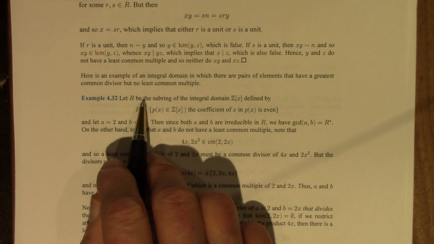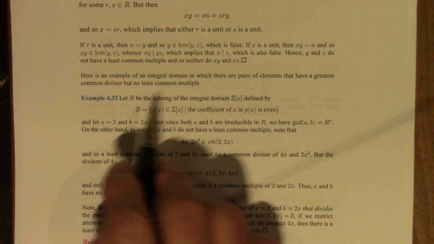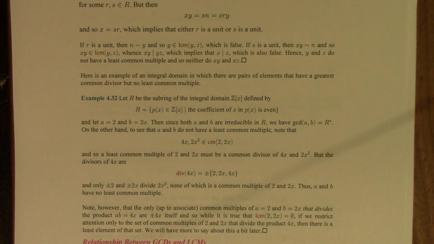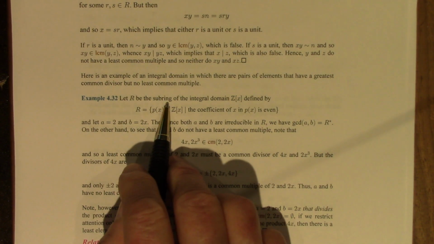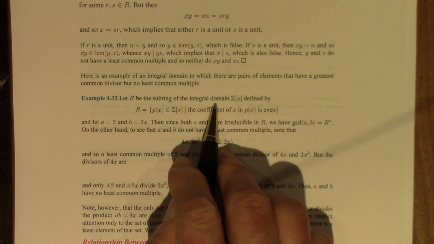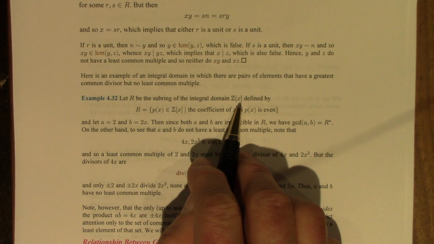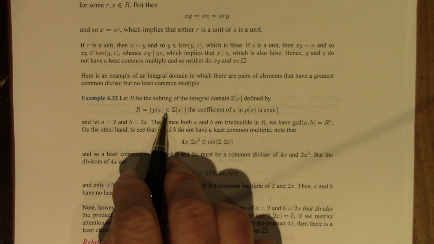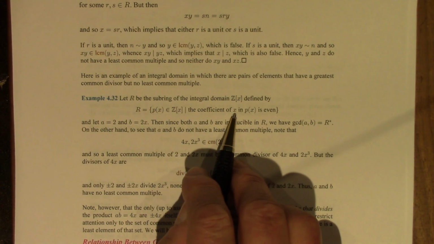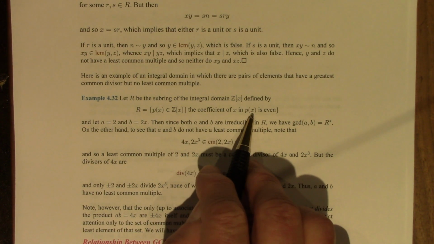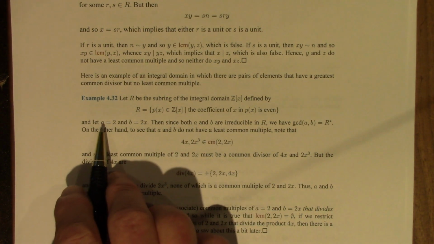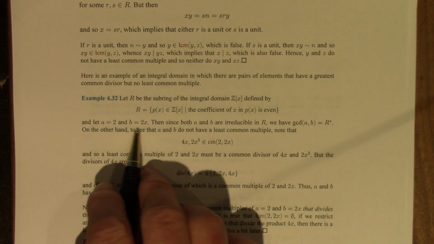Here is an example of an integral domain in which there are pairs of elements that have a greatest common divisor but no least common multiple. R is the subring of the integral domain consisting of the integer polynomials. A polynomial is in R if its coefficient of x is even. So take the elements a equals 2, b equals 2x.